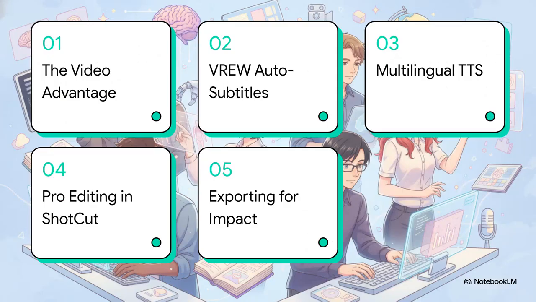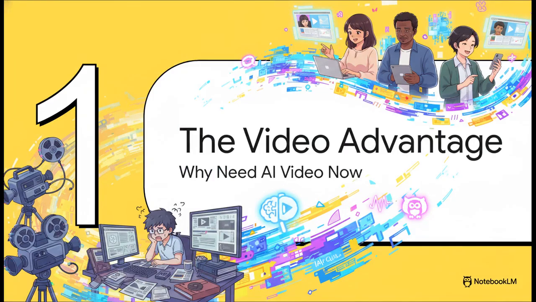Okay, let's dive into this clear, step-by-step educator's production pipeline that we'll be mastering today. We've got 5 parts: the video advantage, auto subtitles with VRU, multilingual TTS, pro editing in Shotcut, and exporting for impact. Starting off with Section 1, the video advantage, and why educators need AI video right now.